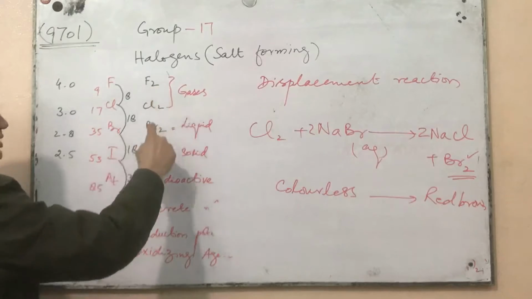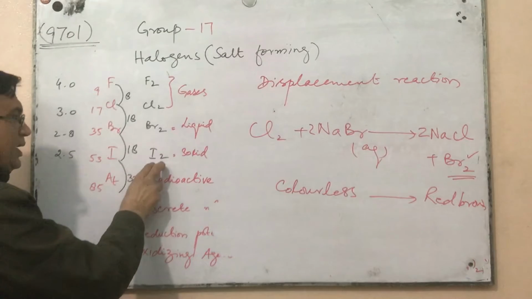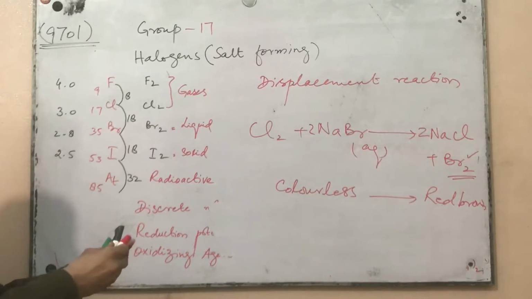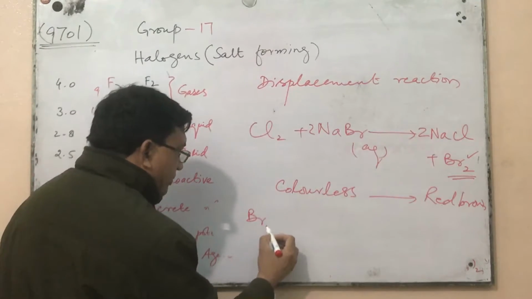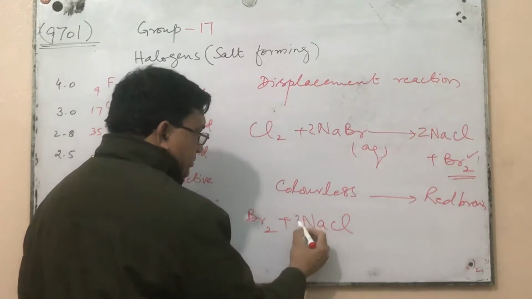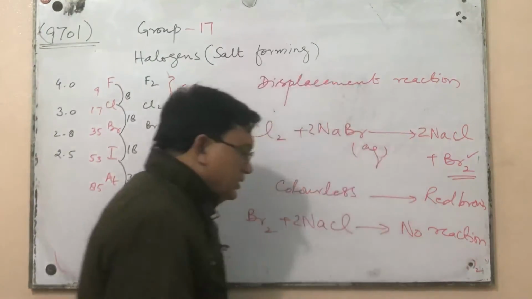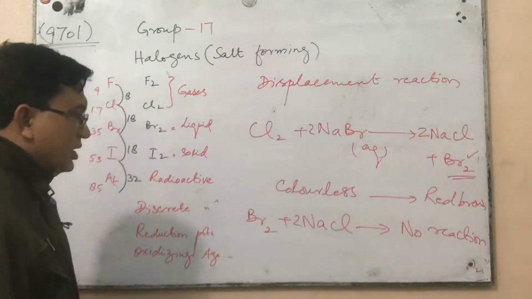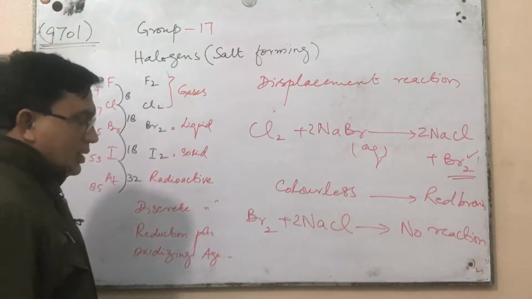The upper halogen will displace the lower halogen from its salt solution, but the lower halogen cannot displace the upper halogen from its salt solution. For example, if we add aqueous bromine into NaCl solution, no reaction will take place. Nothing will happen, and the red-brown color of the bromine will remain as such in the solution. This indicates that a lower halogen cannot displace the upper one.